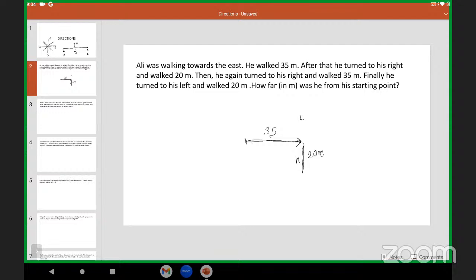Now again he turned to his right and walked 35 meters. As we know, for south it is exactly opposite of what we usually refer to. So he will walk again towards this point. This will be again 35 meters. Now the left being over here, right being over here. And finally, he turned to his left and walked 20 meters. So he again walks down 20 meters.